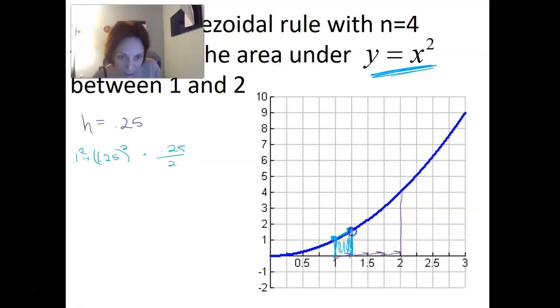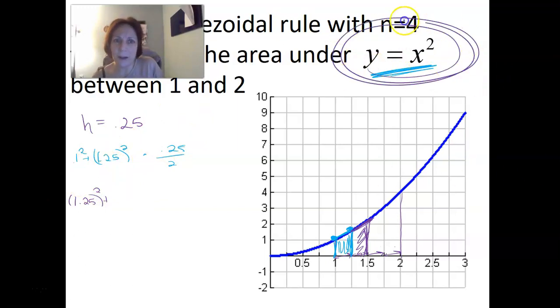My next trapezoid is going to go from 1.25 to 1.5. And again, look how nicely that kind of hugs our curve. So on the left-hand side, my base is going to be 1.25 squared. And please don't mistake this. This looks a little bit like I'm using the Pythagorean theorem or something. I'm not. The function is x squared. So if I want this y value right here, that's 1.25 squared. If I want the y value right here, that's 1.5 squared. That's what this is. So base 1 plus base 2, and then 0.25 over 2, height over 2.